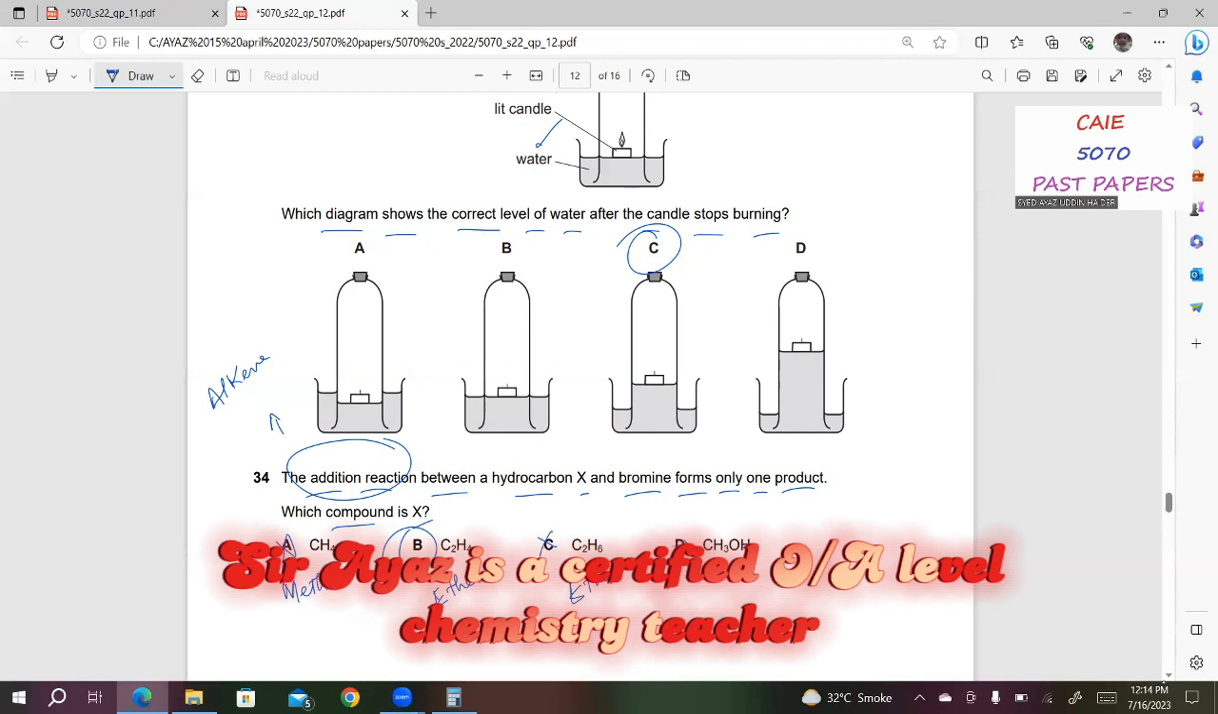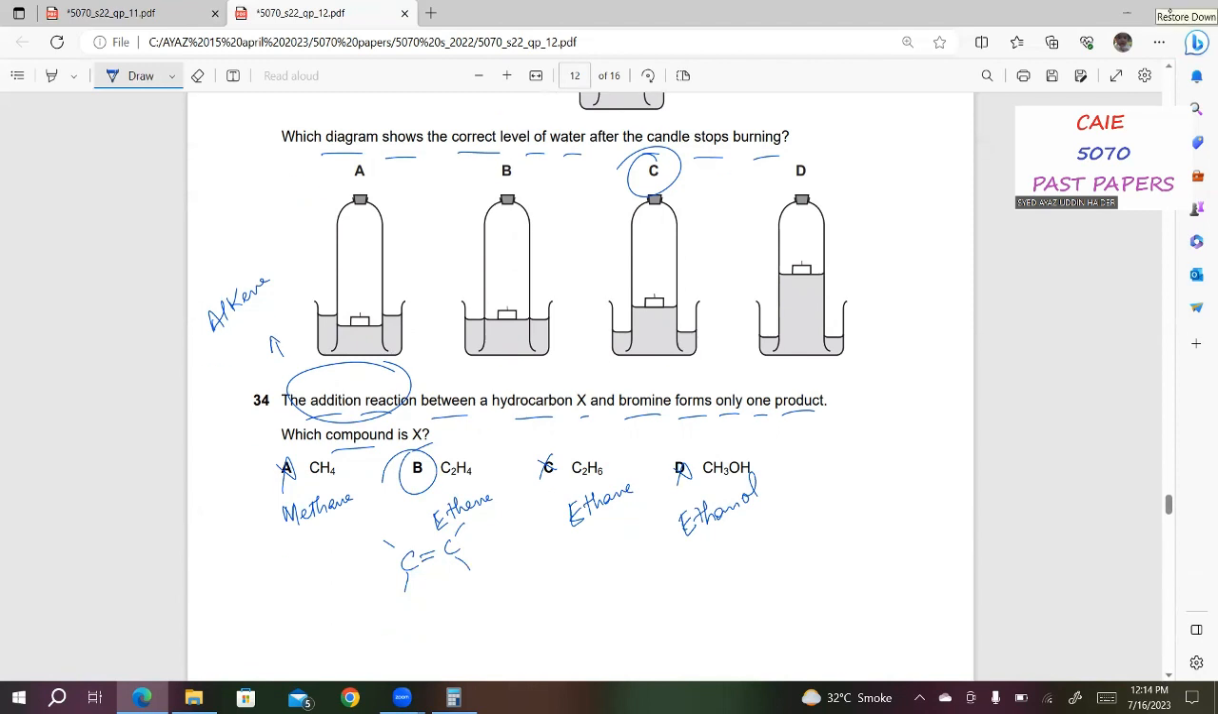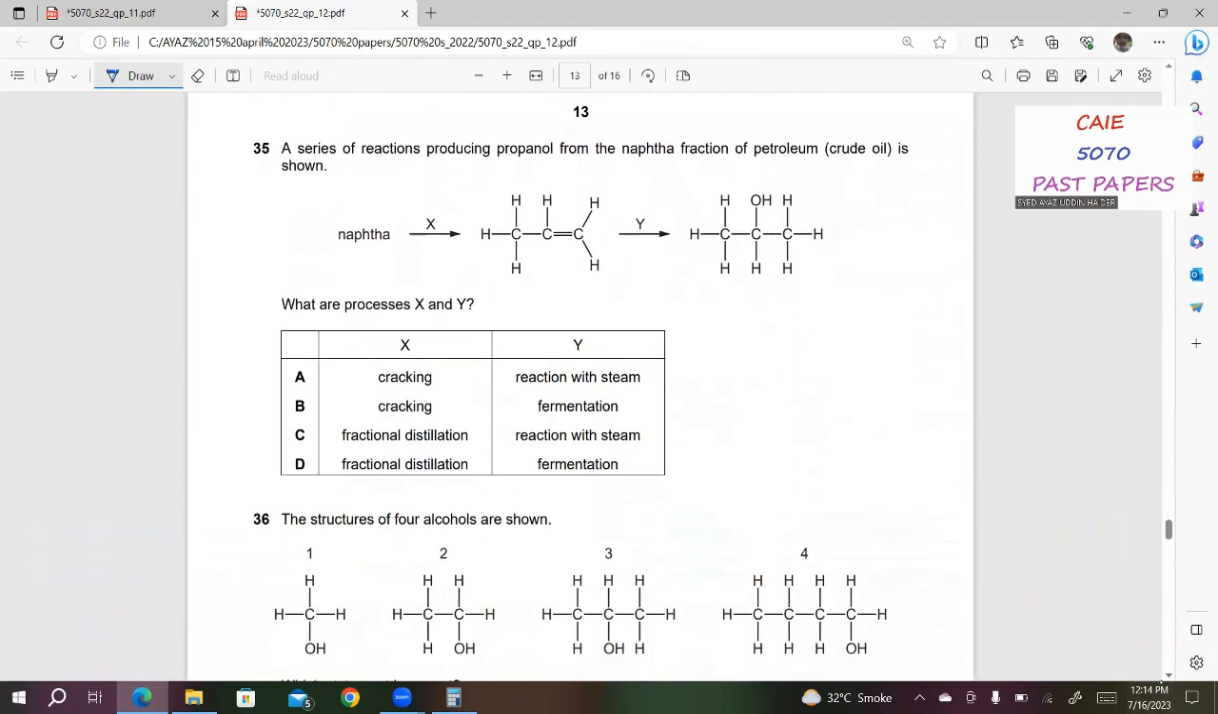Well, the only difference between all of these and ethene is the presence of a carbon-carbon double bond. In the case of ethene, there's a carbon-carbon double bond. None of the other choices contain a carbon-carbon double bond. So the others do not undergo addition reactions. Ethene will undergo addition reaction due to the presence of the carbon-carbon double bond.